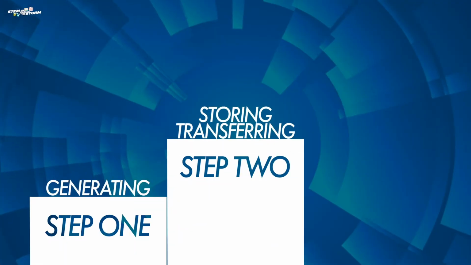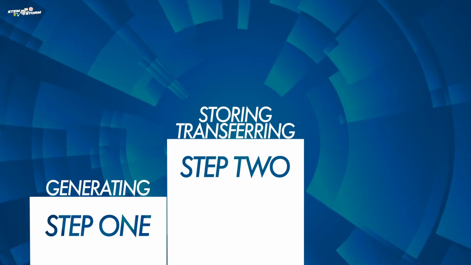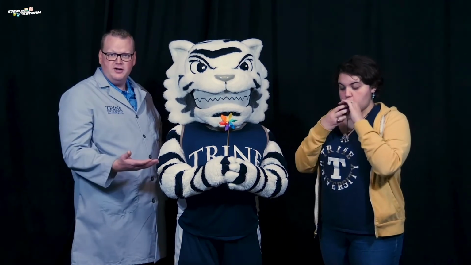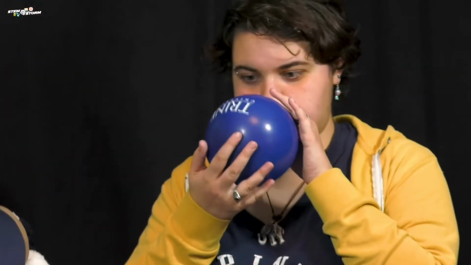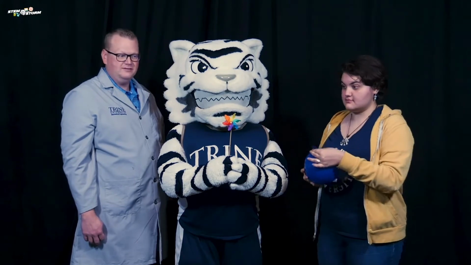Step 2 is storing or holding power. Power is generated, then it can be stored and used like in a battery. Power can be created and stored. Our student Julia here is creating the power by blowing up the balloon. She can store it in the balloon for as long as she likes, until she's ready to release it and use it.